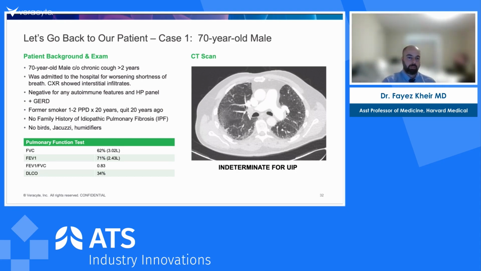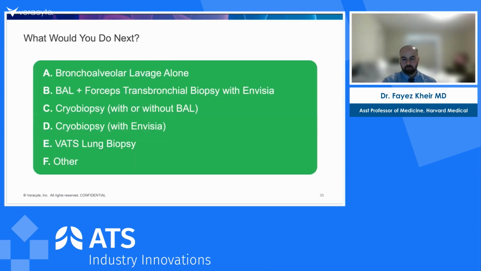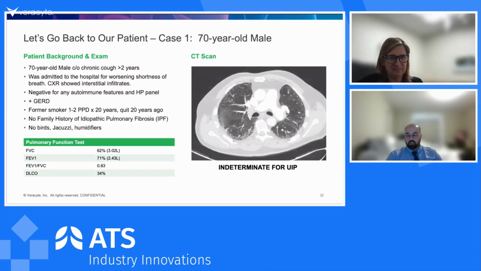I don't think I would pick just doing a BAL alone in this setting, and that would be choice A, although that certainly would be supported by the guidelines. But in this case, I think we still are wondering if UIP is present, so it's nice to get the genomic classification as well. So again, as Dr. Scholand is saying, this is a 70-year-old male. He was a smoker, and he has a workup which is negative for autoimmune or HP panel.